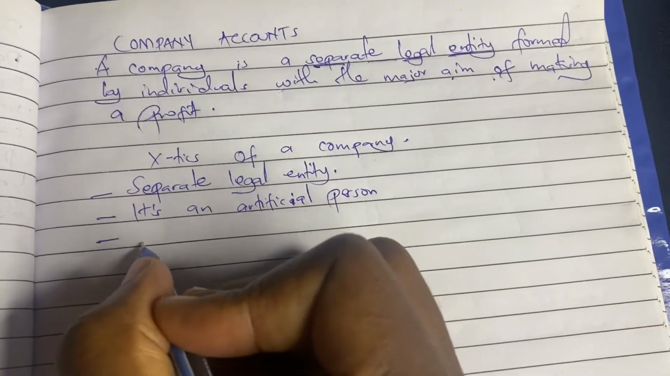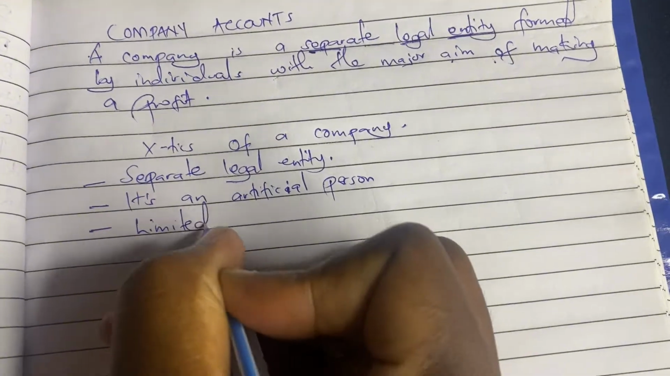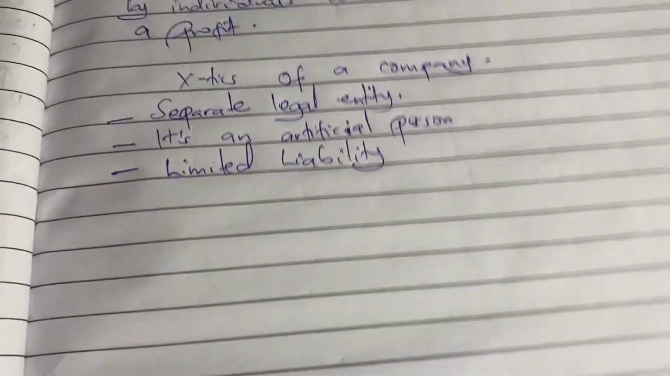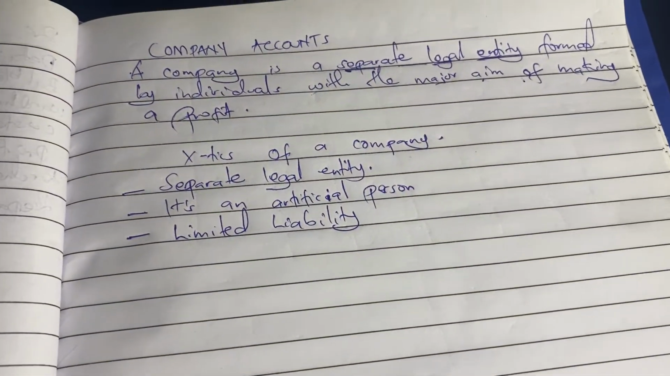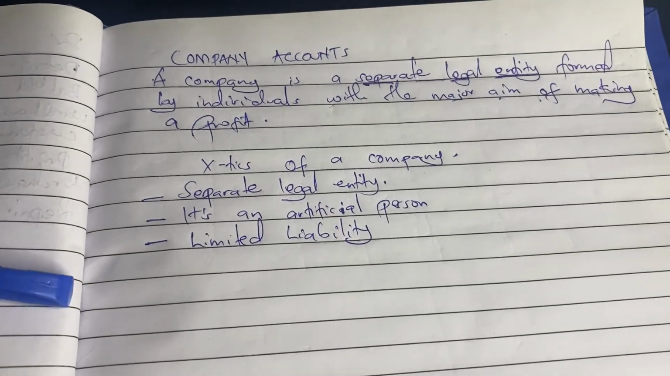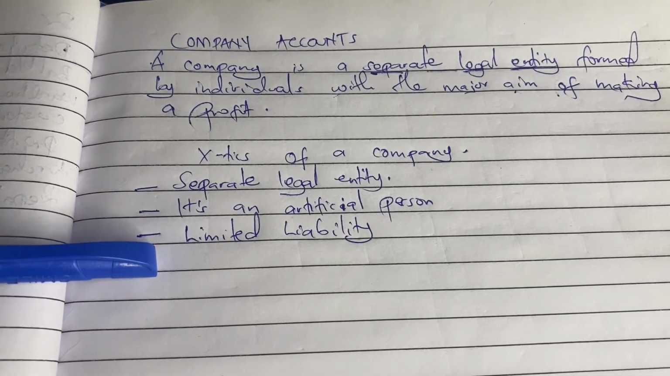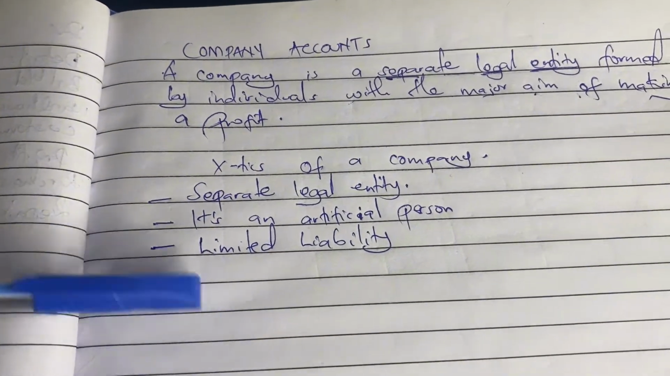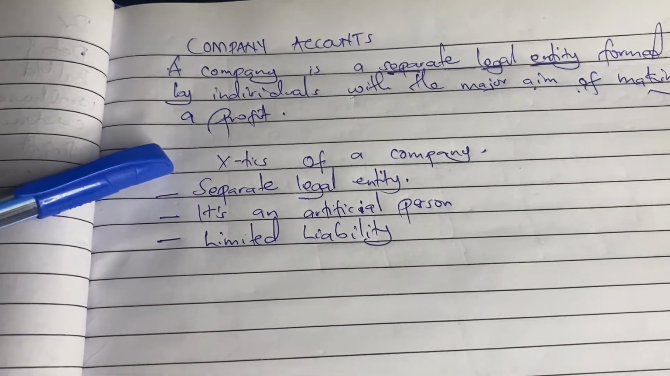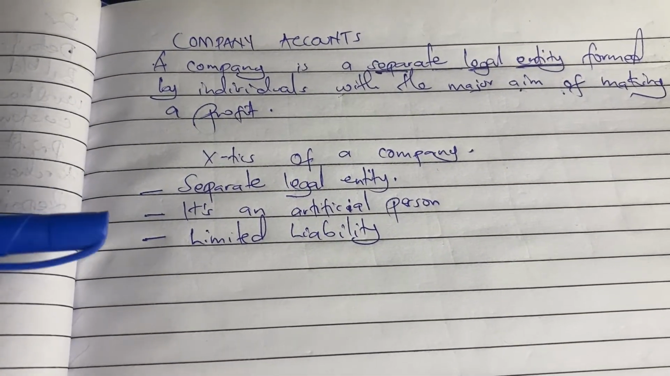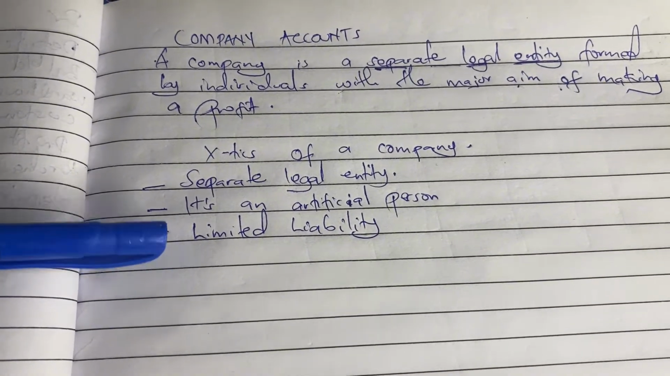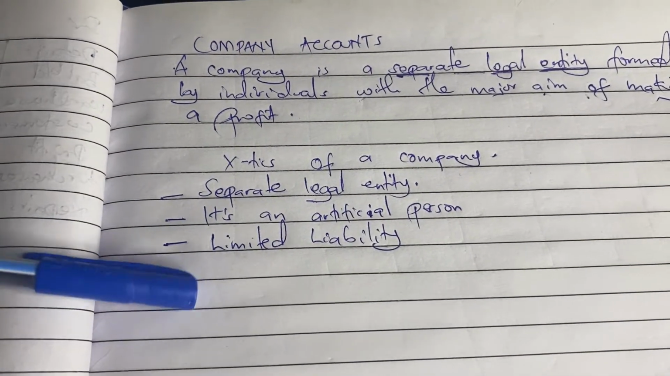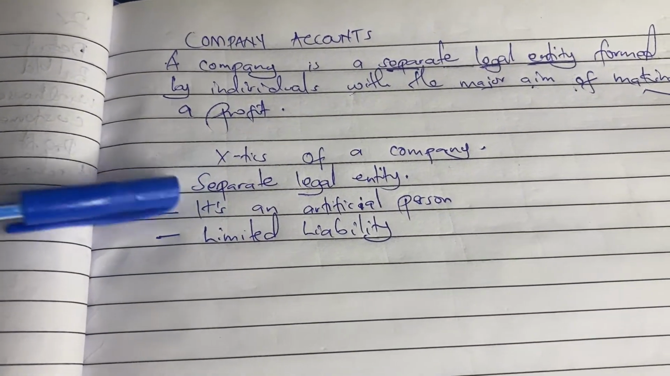Then there is limited liability. There is limited liability when it comes to a company, which is not the case with a sole proprietor and a partnership. Limited liability means that in case the company has debts and it cannot pay its own debts, they cannot encroach on the personal property of the owners to pay the company's debts. So the owners have limited liability.